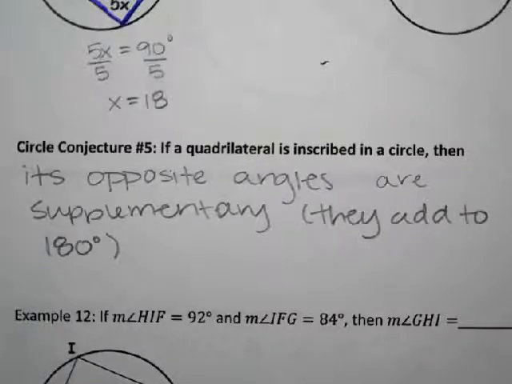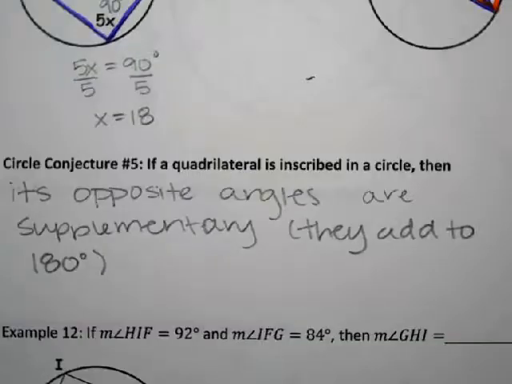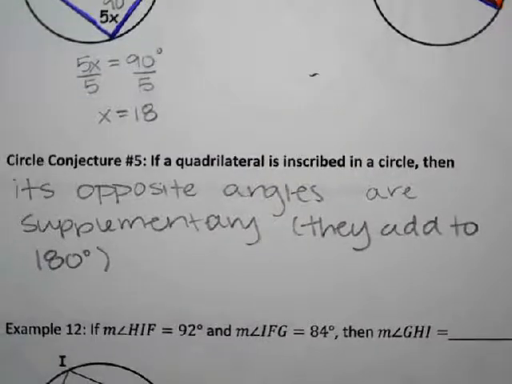So what we're going to do now is practice a little bit before I overwhelm you, because after this, circle conjecture 6 moves on completely to something different. Okay, it moves on to another idea altogether. So let's go ahead and do example 12, and then I will get you guys started on the practice worksheet so you can start practicing these ideas.